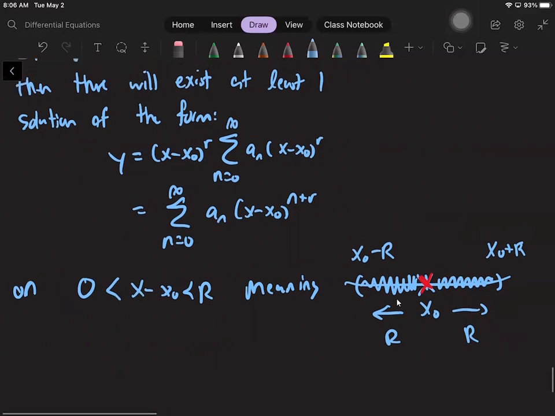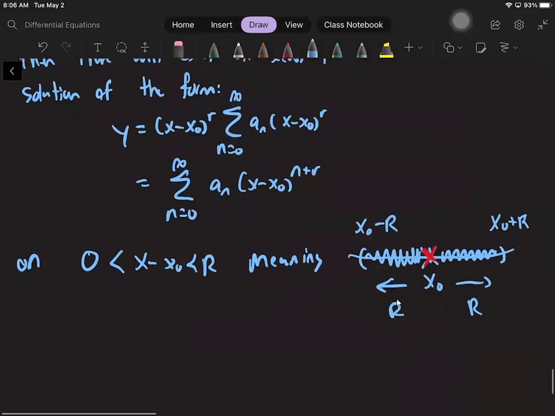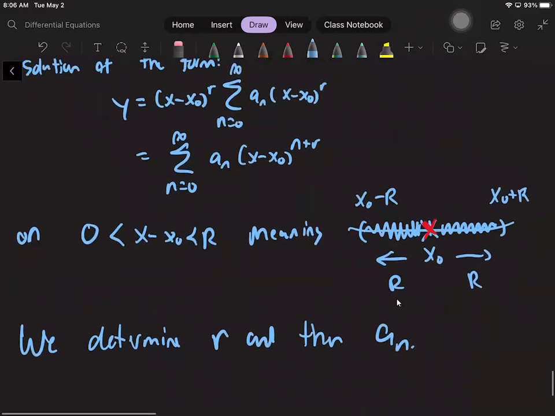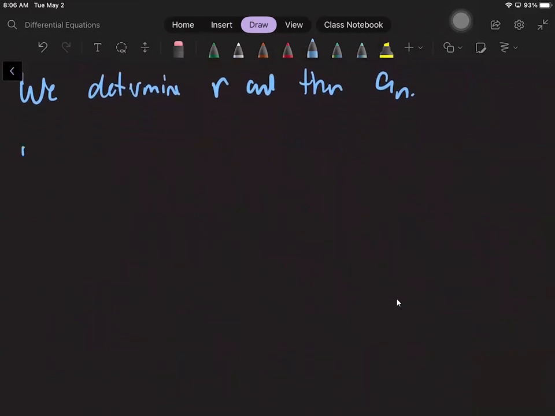Okay, so in this method, we have to determine r and a_n. Just like before we would determine the a_n's using some sort of recurrence relation, now we do that after we figure out r. We determine r and then the coefficients of the power series. But it's going to work very similarly. We're just going to plug it in and see what happens, just like last time, sort of. So it's best to see it with an example.